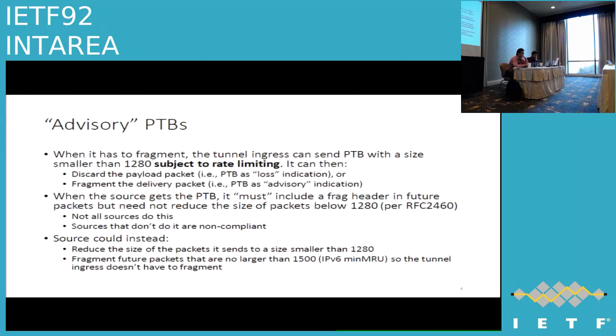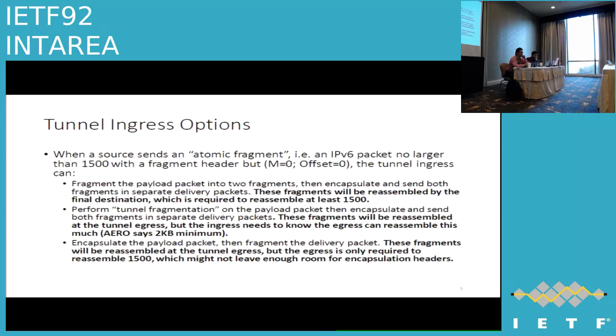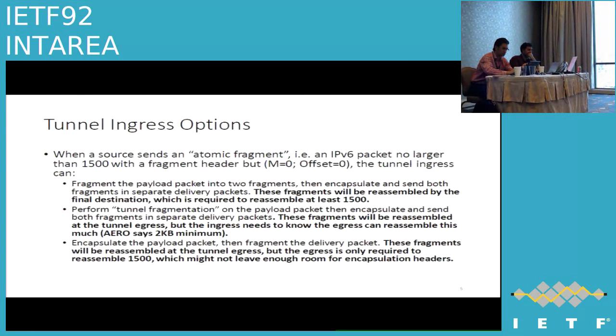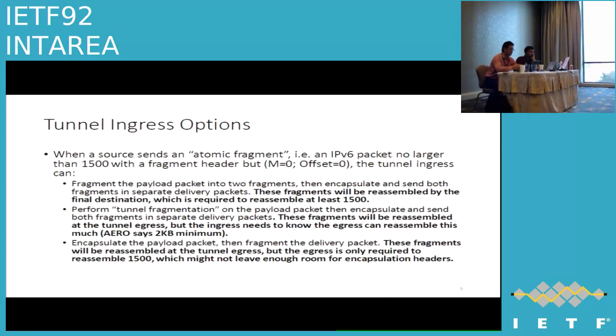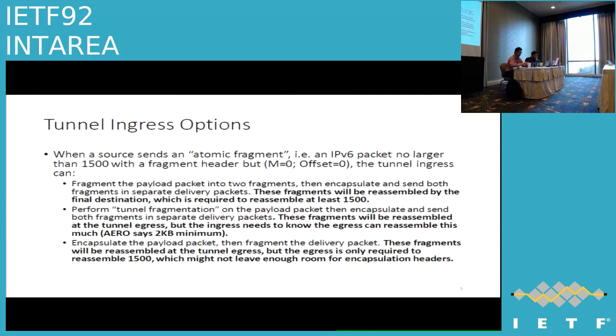Next chart. The tunnel ingress options: when a source sends an atomic fragment, an IPv6 packet no larger than 1500 with a fragment header, but with more fragments set to 0 and offset set to 0, the tunnel ingress can either fragment the payload packet into 2 packets, then encapsulate and send both, and they'll be reassembled by the final destination, which is required to reassemble 1500. Or it can perform tunnel fragmentation on the payload and encapsulate and send both fragments in separate delivery packets. These fragments will be reassembled at the tunnel egress, but the ingress needs to know that the egress can reassemble this much, for example, at least a 2K byte minimum MRU on that side. Or it can encapsulate the payload packet, then fragment the delivery packet, and these fragments will again be reassembled by the tunnel egress. Next chart.